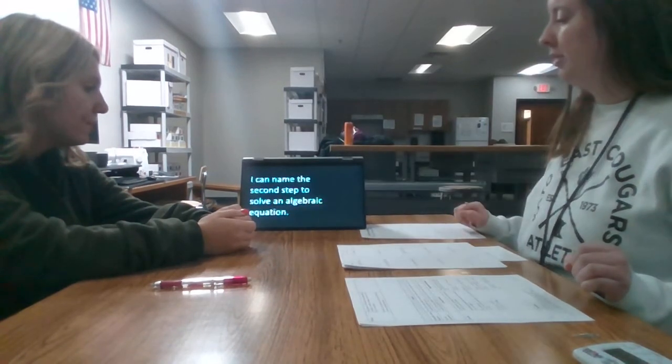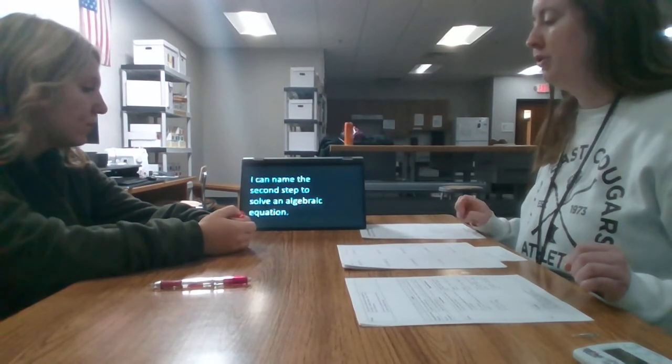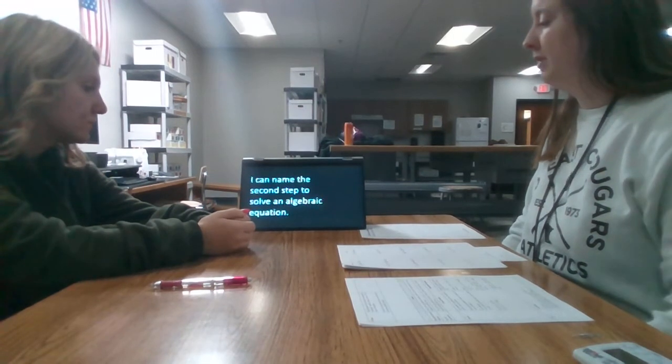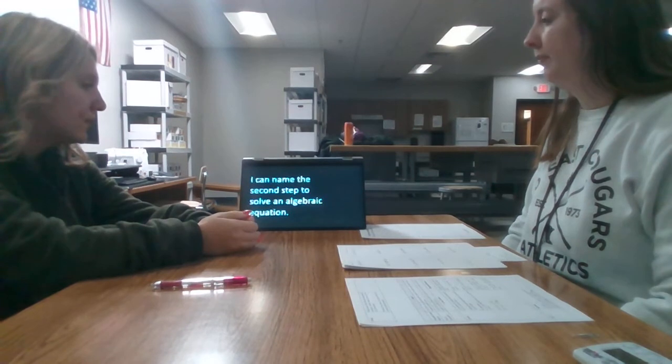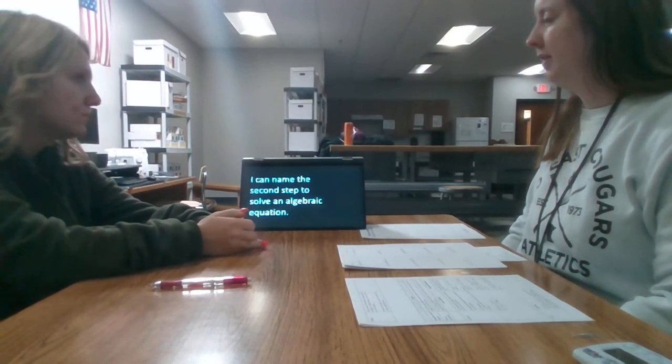So today we're going to look at the second step to solve an equation that is 2 steps. So our I can statement is, I can name the second step to solve an algebraic equation. Can you name the second step? I can name the second step to solve the algebraic equation. Nice job, Maddie.